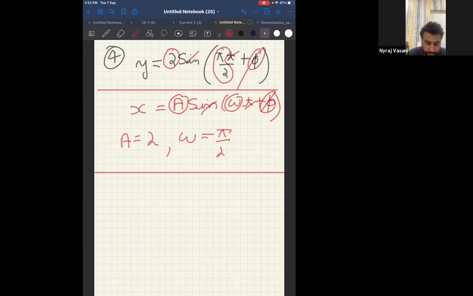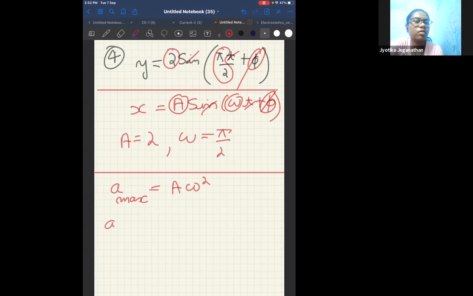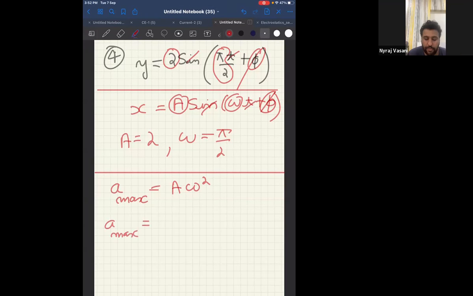Now what they have asked in question number 4 is the maximum acceleration. Therefore, maximum acceleration is nothing but A omega square, correct? This is my formula for maximum acceleration. Now, do I know the value for A and do I know the value for omega? Tell me. Yes. So A max is equal to, what is the value of A? 2. And what is the value for omega square? Pi by 2 the whole square. Now, solve it and tell me what will be the answer for question number 4.